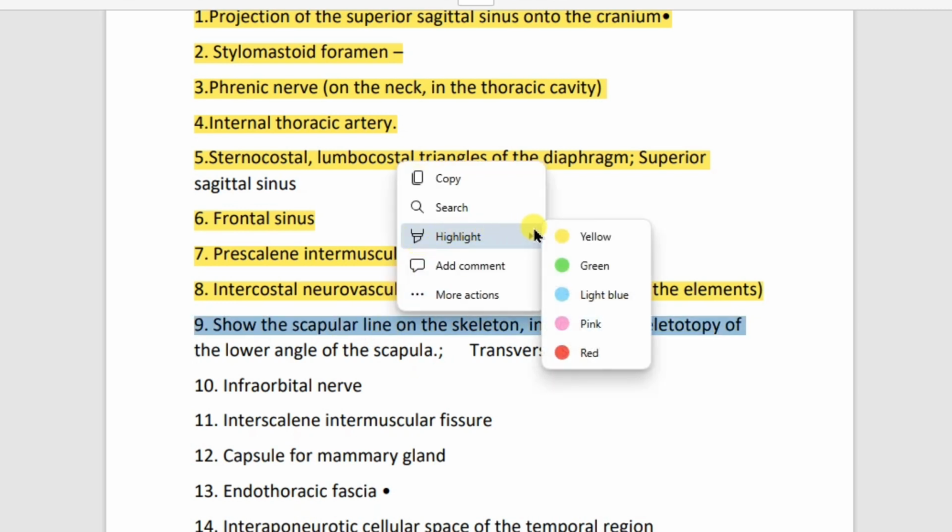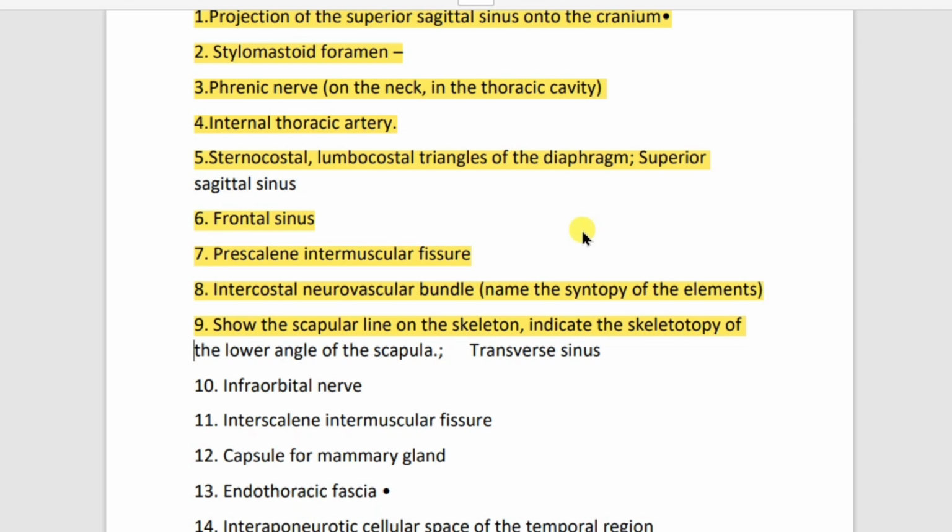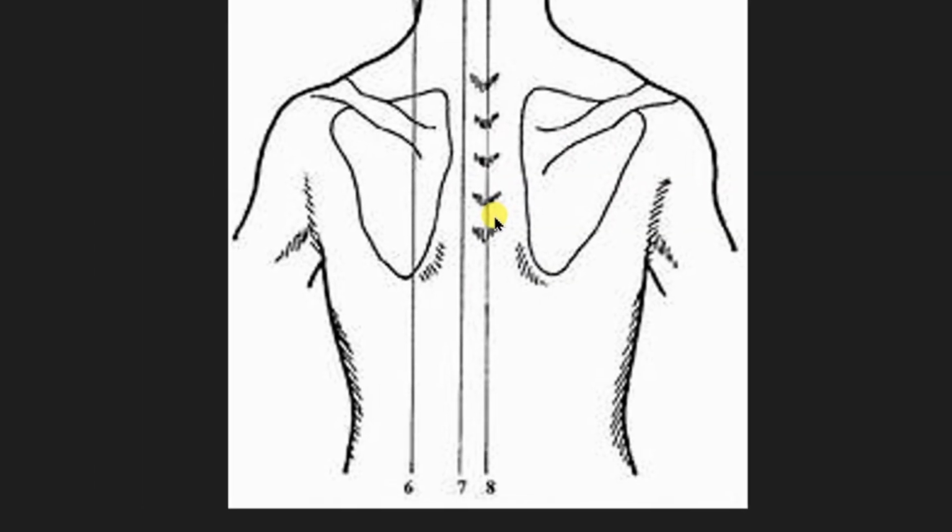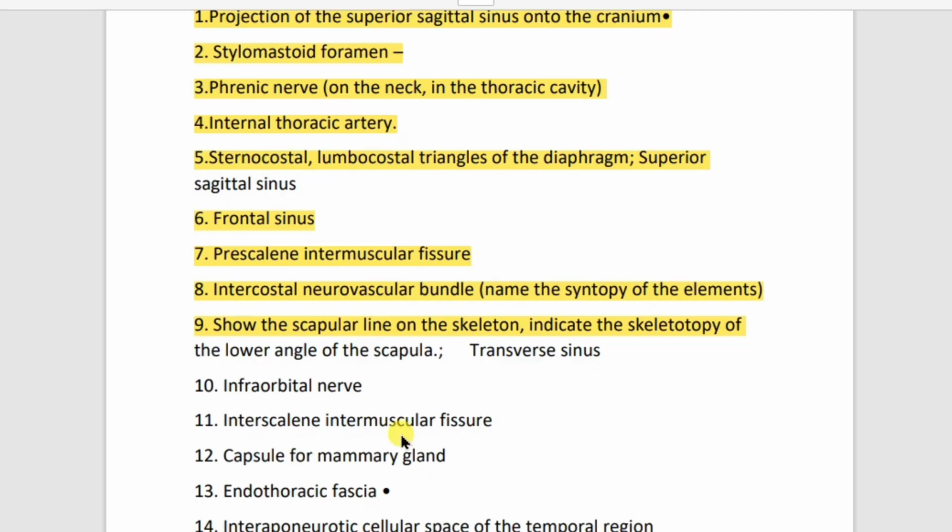we have to show the scapular line on the skeleton and indicate the skeletotopy of the lower angle of the scapula and the transverse sinus. So our first question is to show the scapular line. Here it shows the scapula, and this one is your scapular line that is drawn. And the syntopy of the inferior angle of the scapula is that it ends at the level of the 6th or 7th rib approximately.